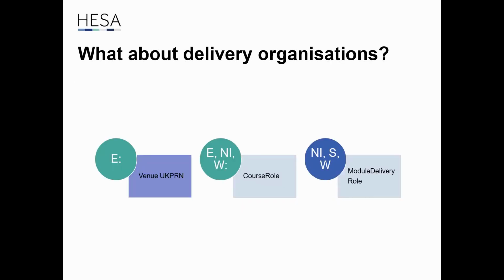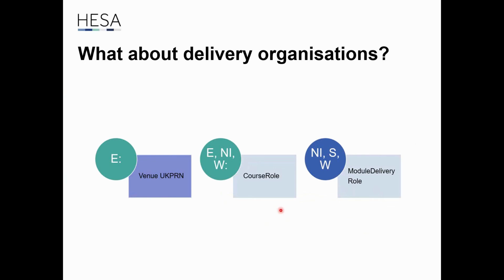So what about delivering organisations then? We have one tiny question mark over this, but I can tell you where I think we are at the moment. If you are in England, you're using the UKPRN field on the venue entity to describe who is delivering that. And on the right-hand side, if you're in Northern Ireland, Scotland and Wales, the module delivery role is telling you what that delivering organisation is against a module. So this is saying what's happening overall, and the module delivery role is saying this is actually what's happened as the student has progressed.